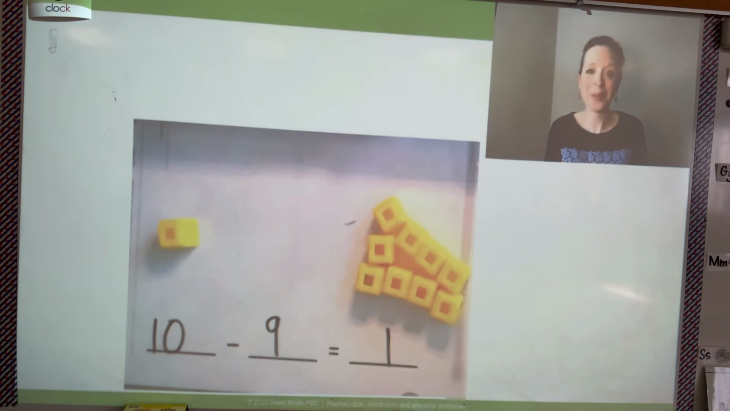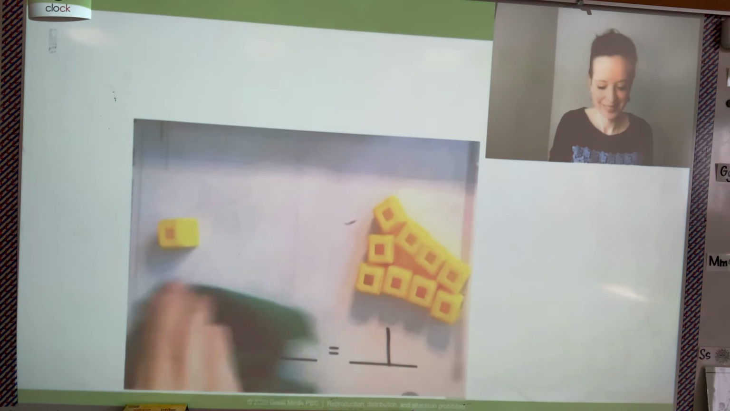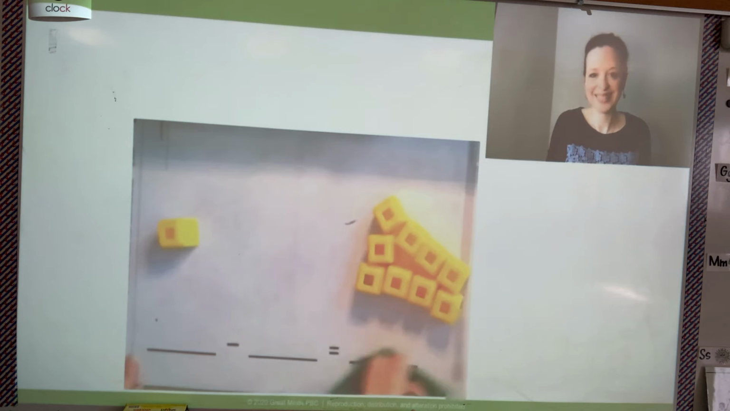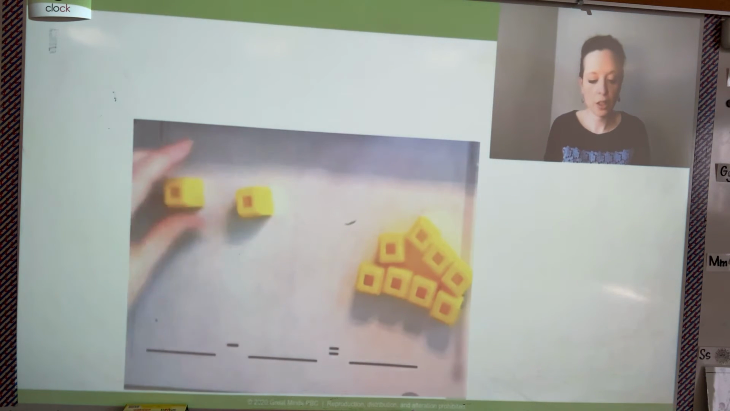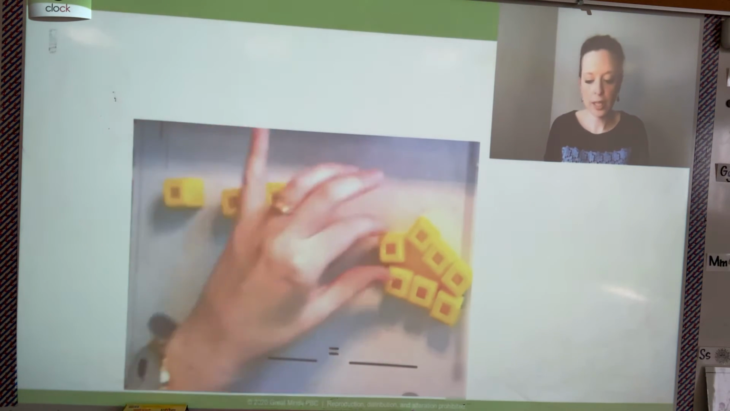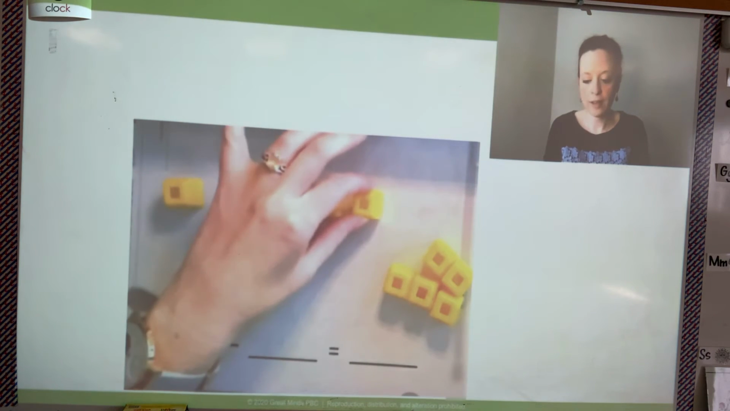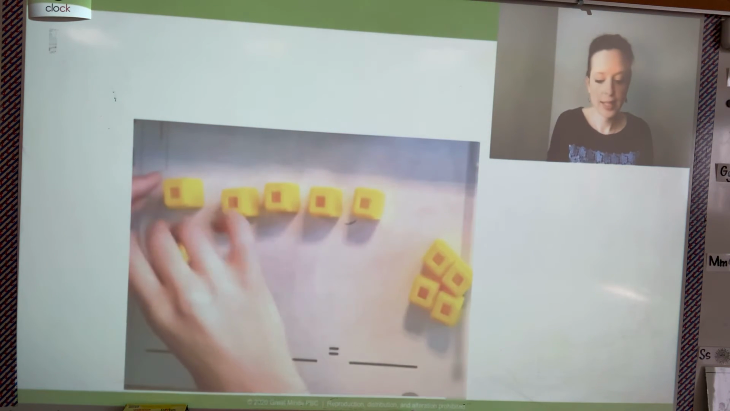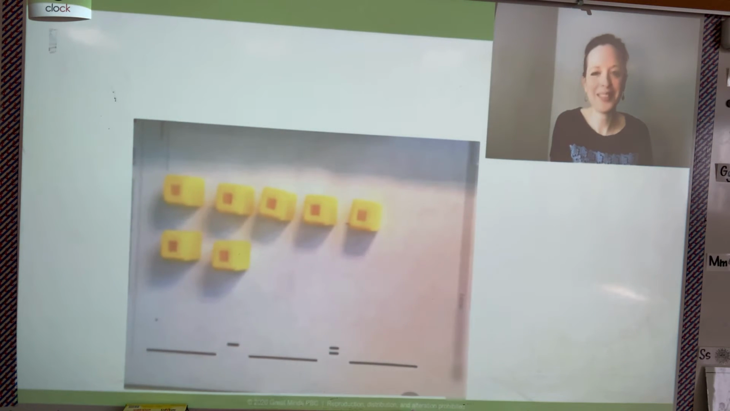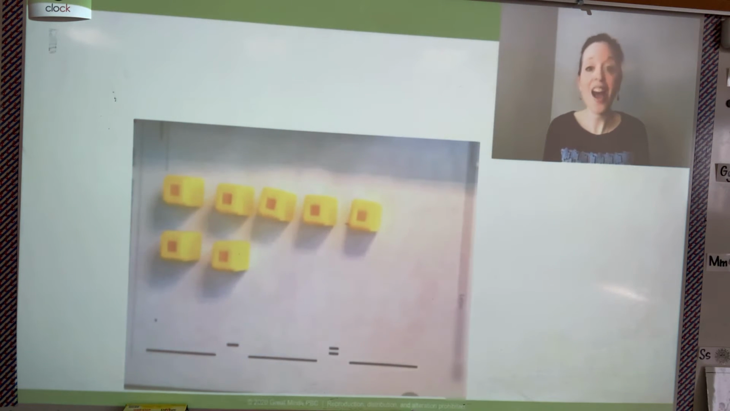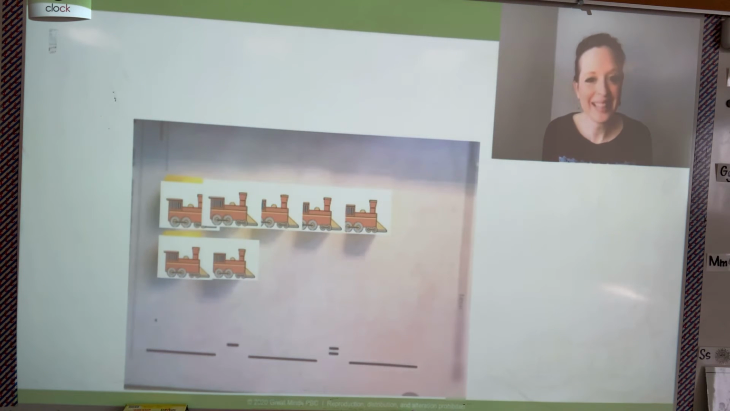Let's erase our boards. Erase, erase, erase. Erase your board nice and clean. Now, let's put 7 cubes in 5 group rows. 1, 2, 3, 4, 5, 6, 7. We don't need these cubes anymore. Our 7 cubes are now trains.